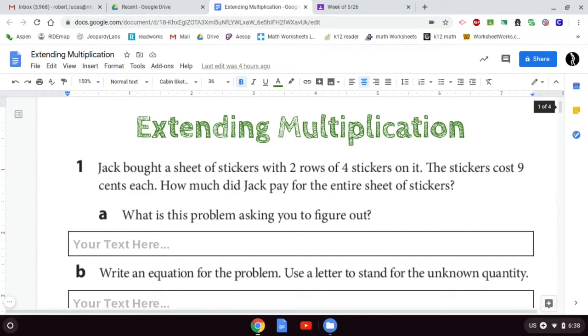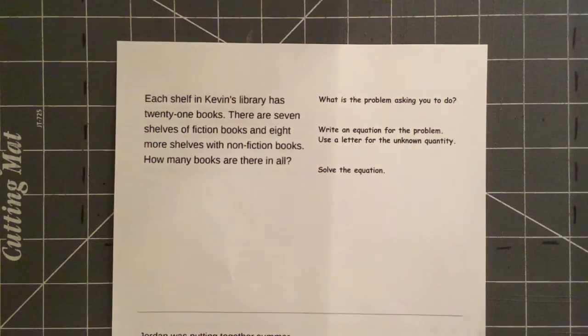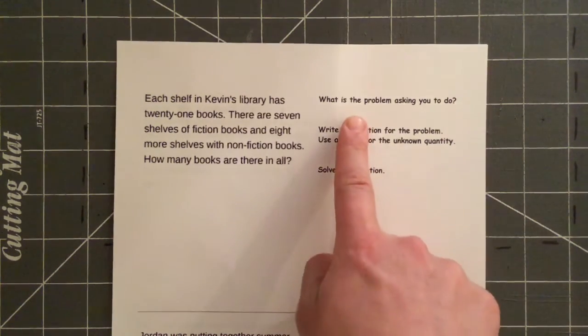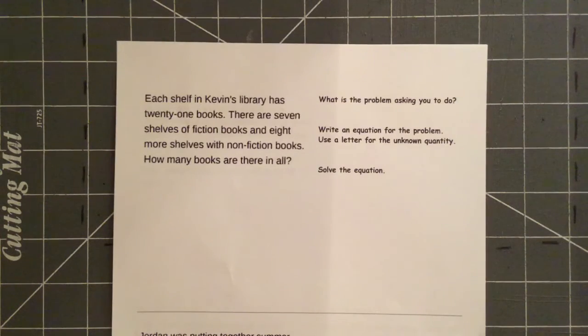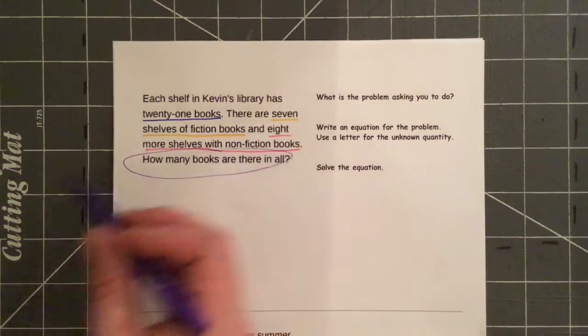What are some great ways to solve 2-step word problems? What we're doing right now is we're looking at some tactics to solving 2-step word problems. Let's get to it. Each shelf in Kevin's library has 21 books. There are 7 shelves of fiction books and 8 more shelves with non-fiction books. How many books are there in all? So we've got on the side the questions, just like the questions you are asked on your worksheet. All right, what is this problem asking me to do? Well, this problem is asking me to calculate how many books are there in all.